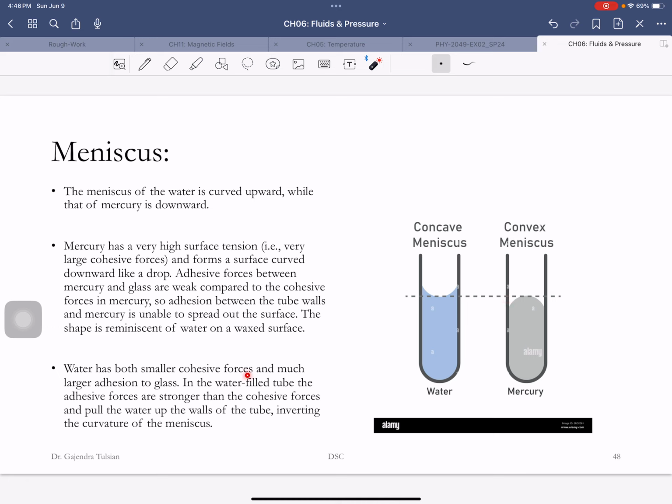Water has both smaller cohesive forces and much larger adhesion to glass. So in water, it's the opposite, and the meniscus is like that. In the water-filled tube, the adhesive forces are stronger than the cohesive forces and pull the water up the walls of the tube, and this is important. This is part of how water rises up in plants, and so that's why we're looking at this.